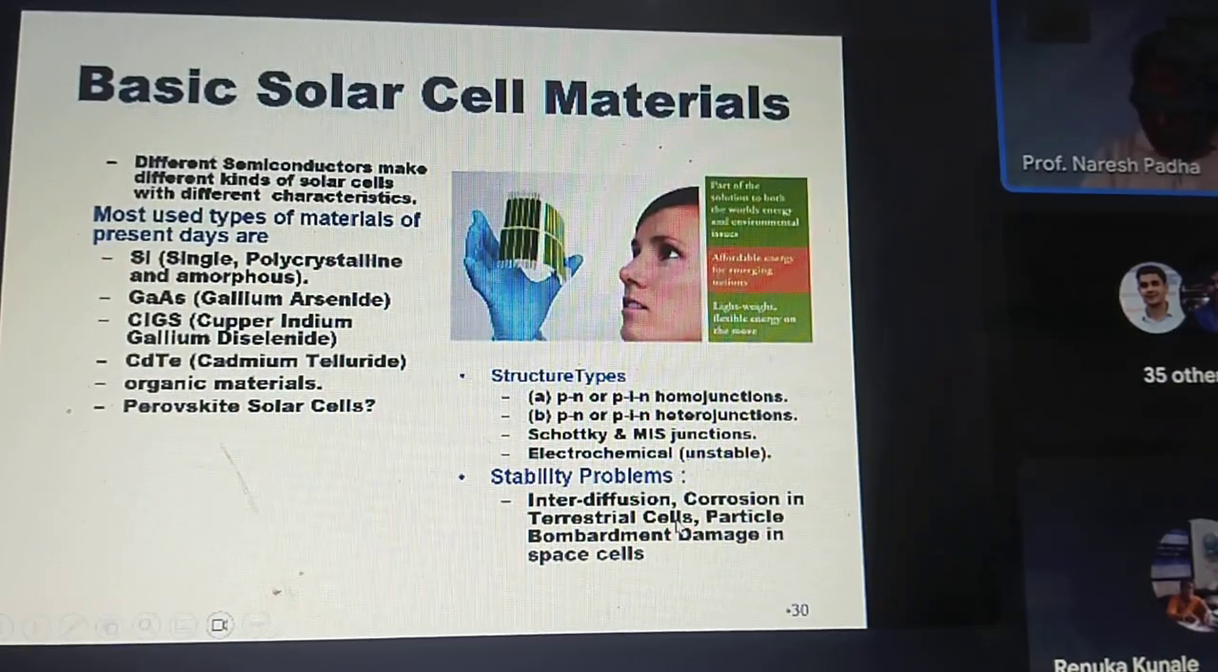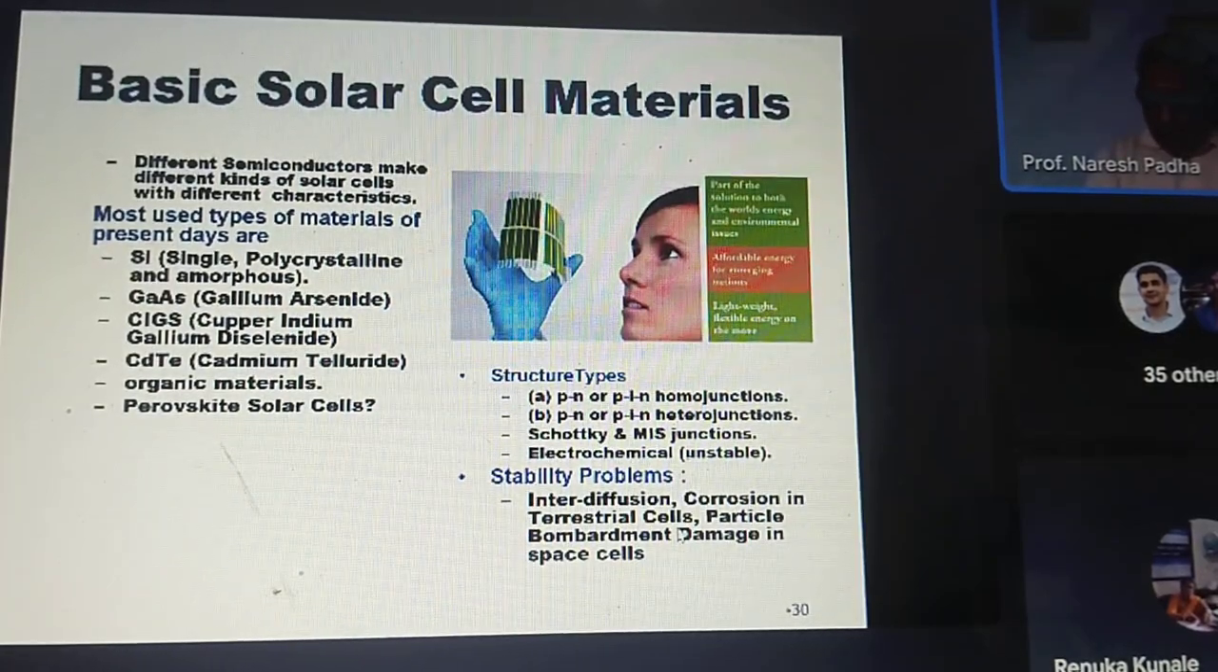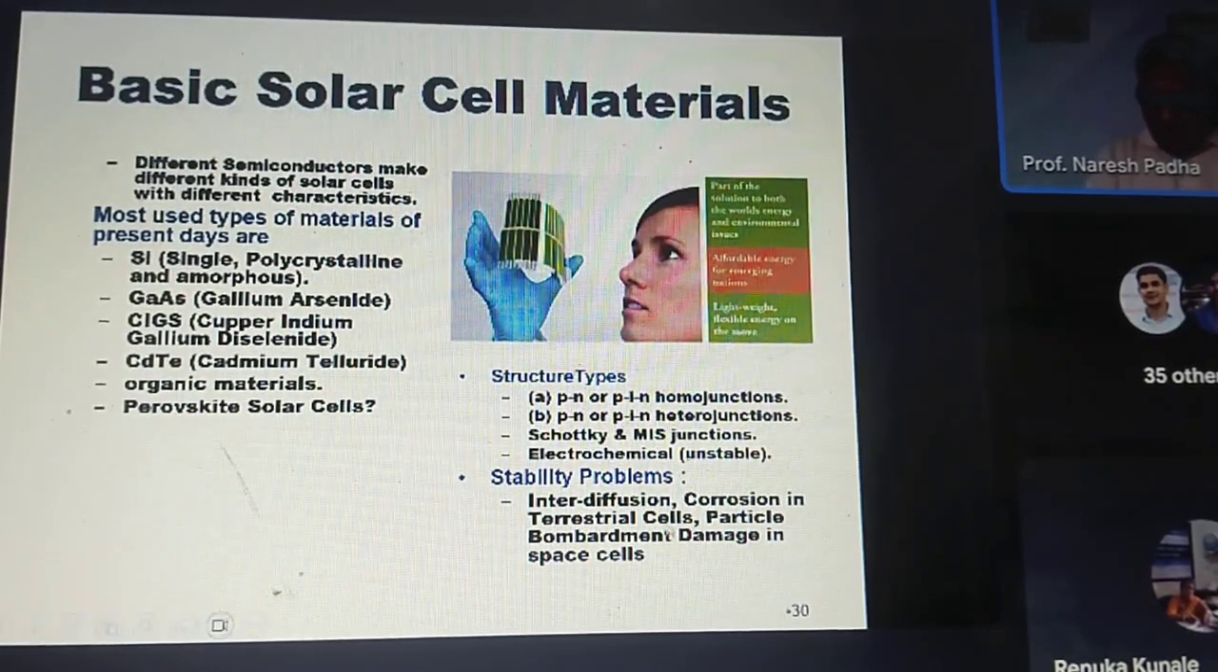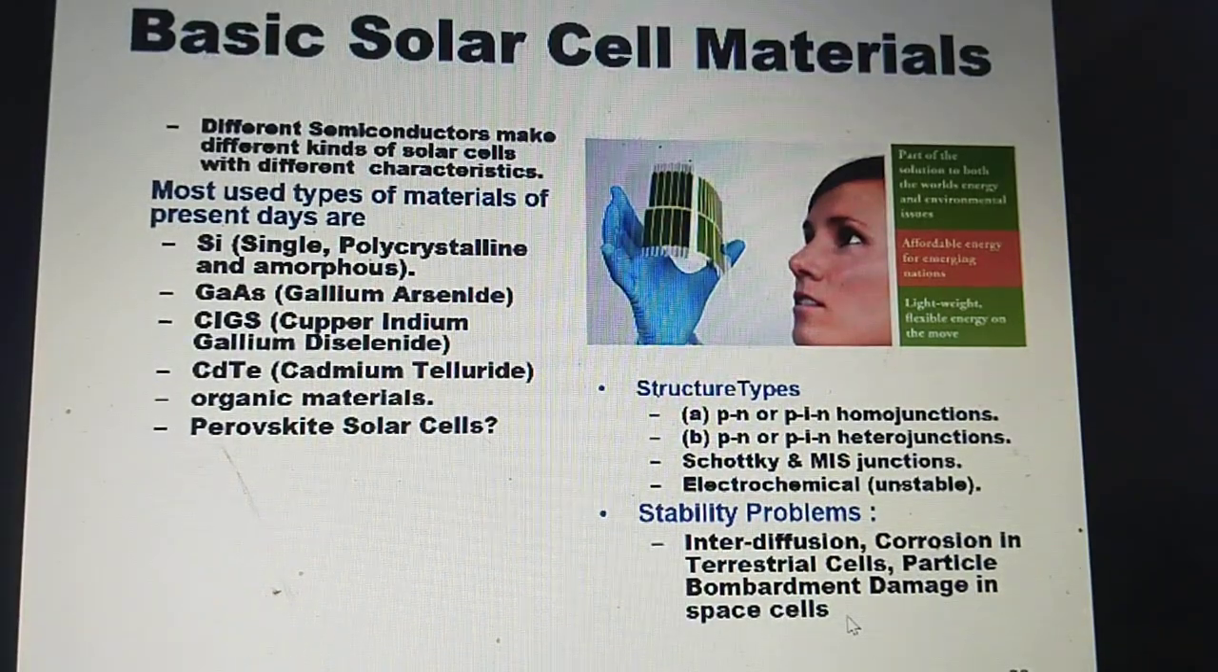Then what are the stability problems? There is a problem due to interdiffusion, which we have already talked about. Corrosion in the terrestrial cells, which means cells we use for commercial purposes or for general purpose. So corrosion phenomena in those cells is a challenge for their stability. Particle bombardment damage in space cells. So those are used in space applications, and particle bombardment to their structure is one such threat to the stability.